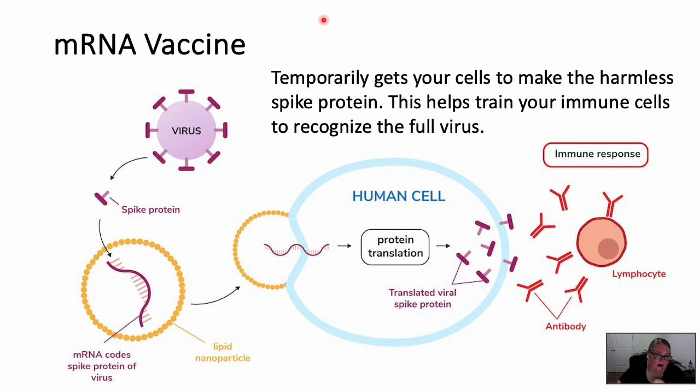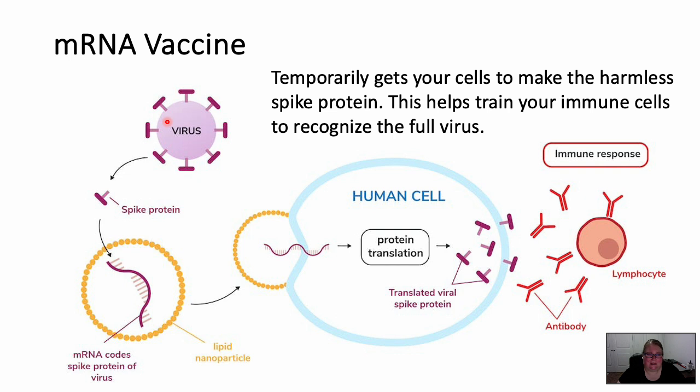So we have our COVID virus. We looked in one of the previous lectures at the electron micrograph of COVID, so we could see the little spike proteins on the side. This spike protein is unique to the COVID virus. No other virus really has the spike protein.